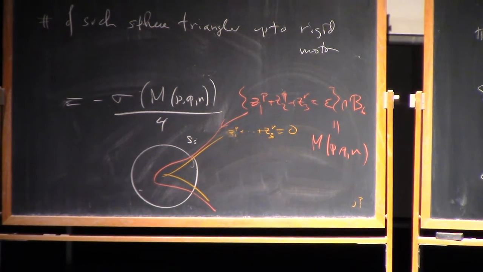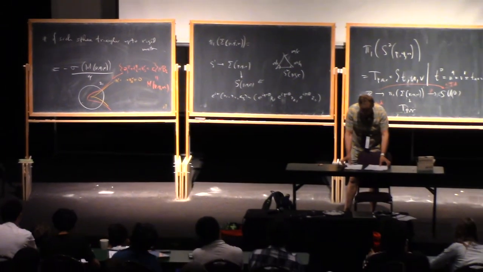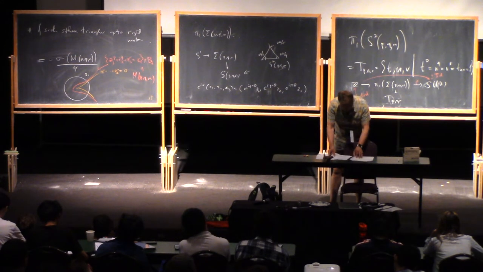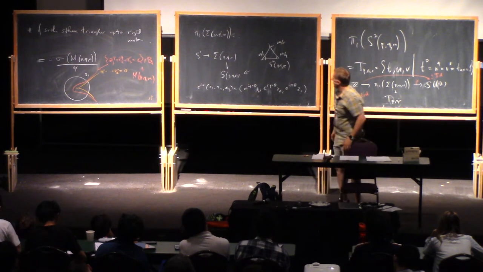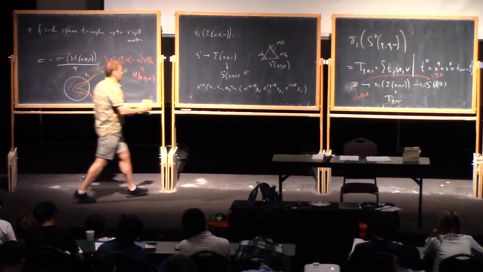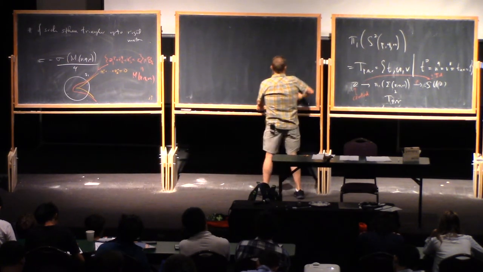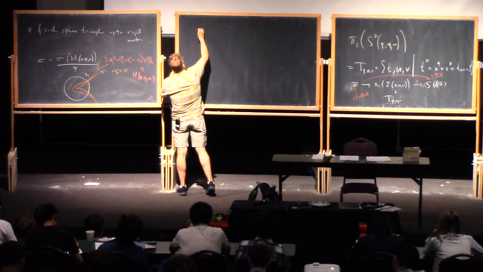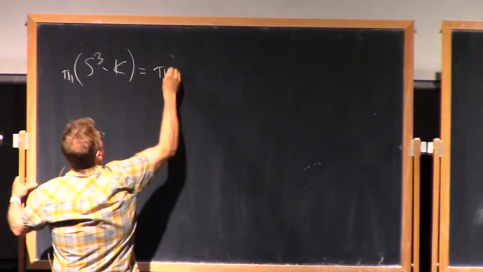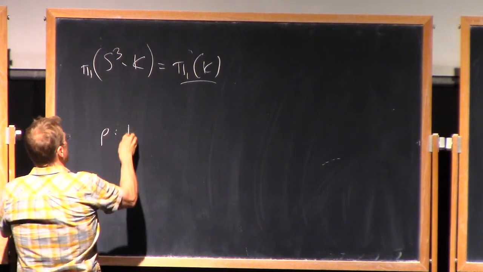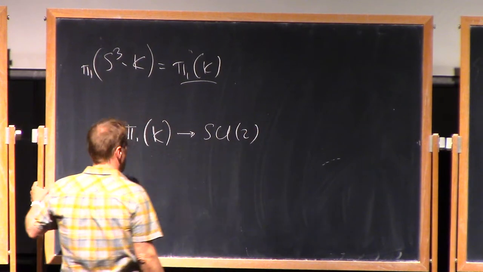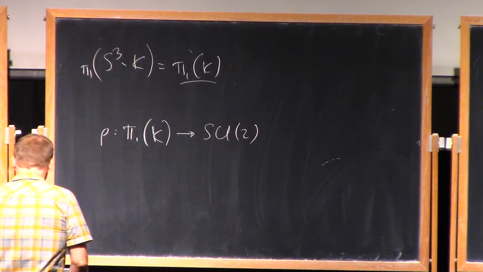So I want to show you that there are other interesting connections just looking at representations to other interesting problems. So let's take a look at representations of knot groups. So we're going to look at S3 minus K, look at its fundamental group. Maybe I'll call that pi 1 of K for brevity. And then I'm going to look at representations of the fundamental group of K into SU2. But again, I'm not going to look at arbitrary representations.